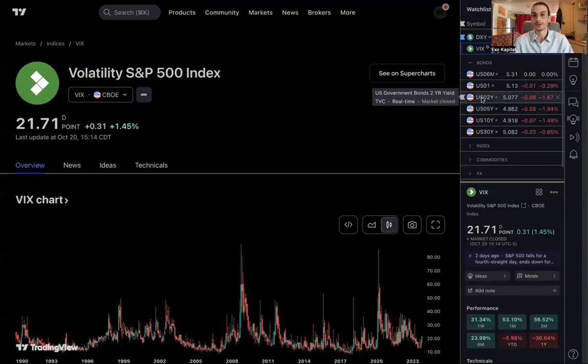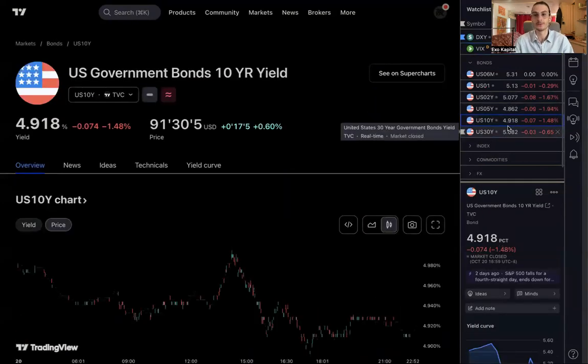On the 2-year, you can see we are at 5.08. On the 10-year, we are at 4.92. So about this week's data, I'll go through it later, but so you understand, we have a difference between those two Treasury bonds, and that's what we'll be looking at this week.